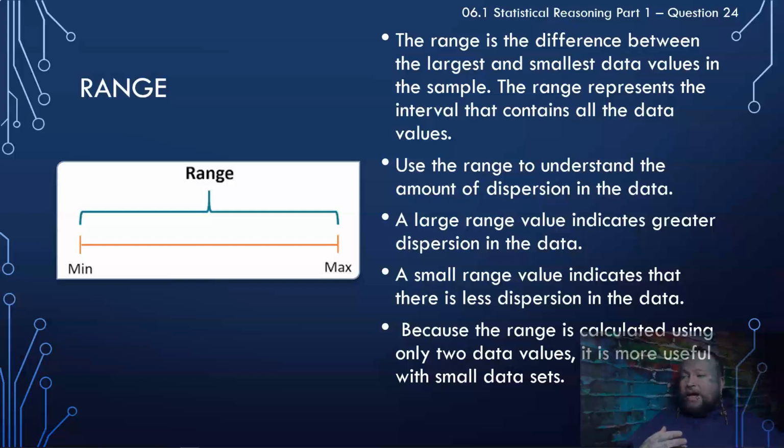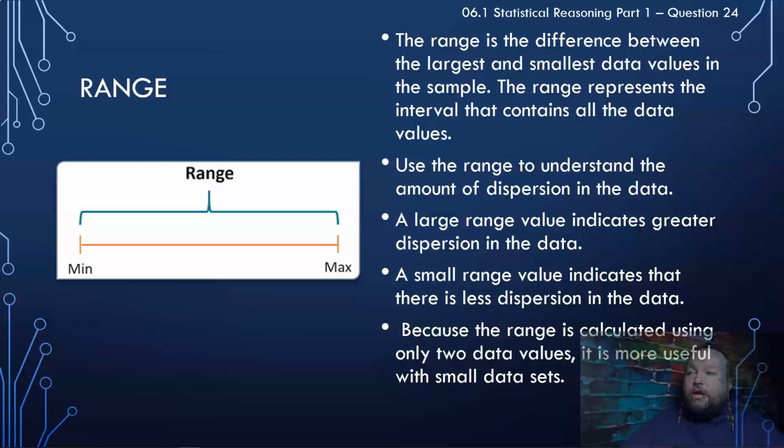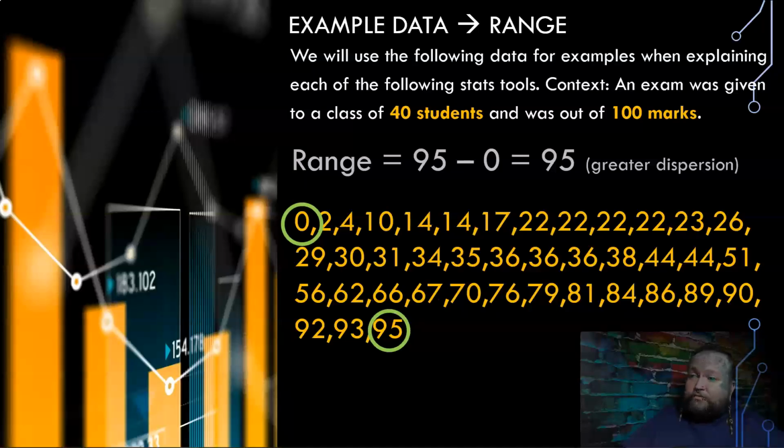So if we go back to our original one that we've been working through for all of this actual data, where we have the 40 students out of 100 marks, we can start calculating the range. I've done that by just sorting all of the actual data once again. We can see the very first value would be the smallest, and so we get 0, and the largest being 95. So our range is 95 minus 0, which equals 95.